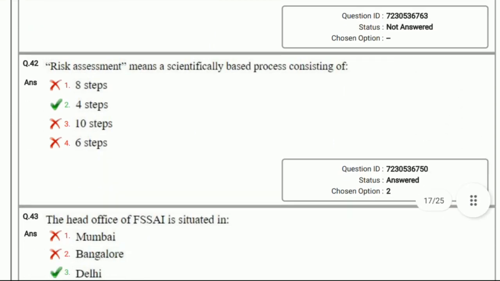Next question, risk assessment means a scientifically based process consisting of. So the answer is 4 steps. The 4 steps are identification of hazard, then response assessment, exposure assessment, and then risk characterization. So there are a total of 4 steps.